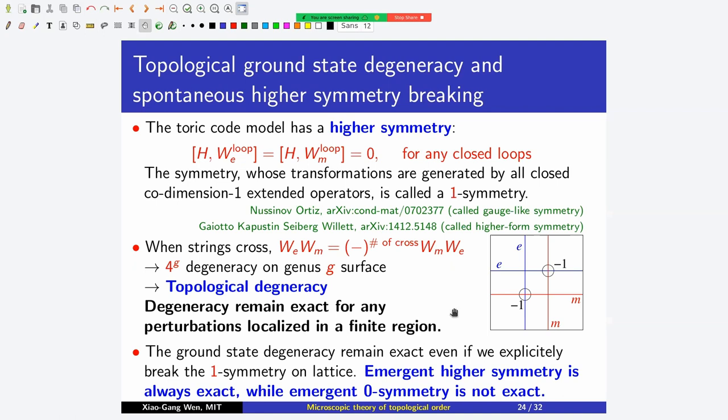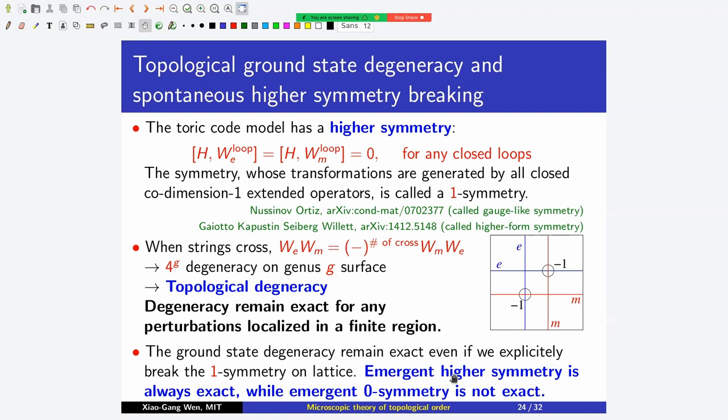It became an interesting situation. Do we think gauge theory is coming from symmetry or not? At the beginning I said it had nothing to do with symmetry. Even if you break all the symmetry, it is still there, so it's topological, not symmetry. But now we start to change our opinion, and actually we are writing a paper about this. Maybe it is also known that this emergent higher symmetry is always exact.